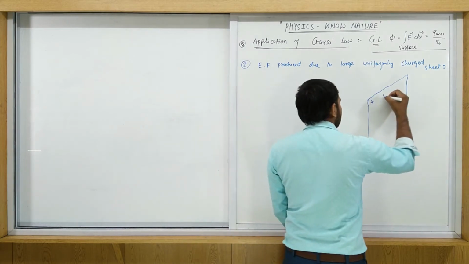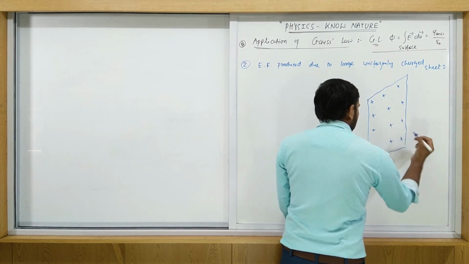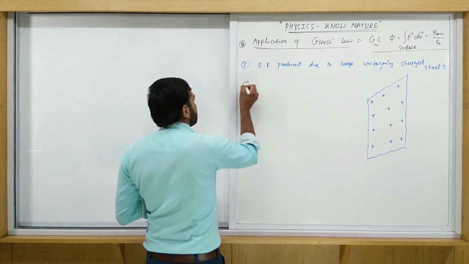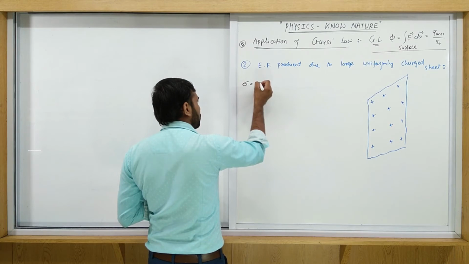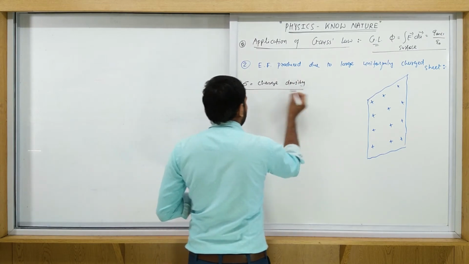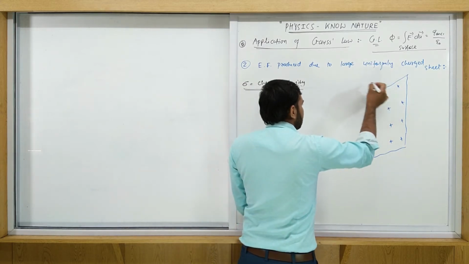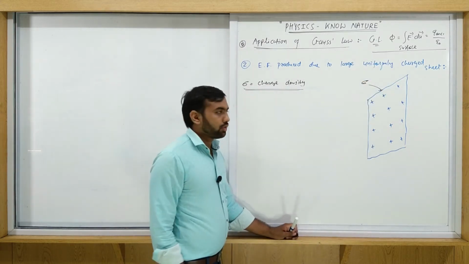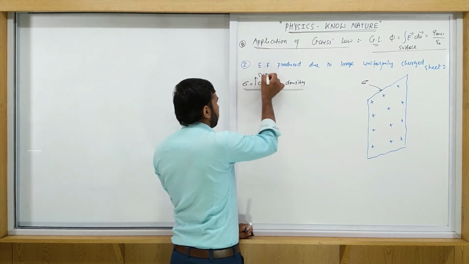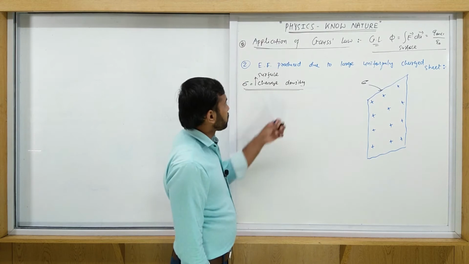Consider this sheet is positively charged, and the charge density is considered sigma. So sigma is equal to charge density. This charge density is an areal charge, a surface charge. Area actually means surface. You just write here surface charge density. For this purpose, you have to derive this relation.